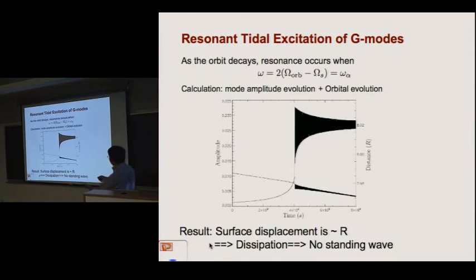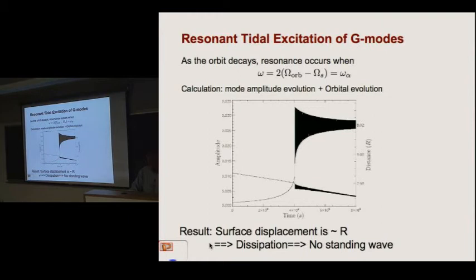But because the mode amplitude is so large, we don't think you can have this standing wave forming, because the outer boundary is highly dissipative, since the wave becomes nonlinear. The surface displacement becomes very large, so there is a lot of dissipation and nonlinear effect, and therefore we don't think there should be a standing wave. So this is not the right way to think about this problem. That's the first thing we did.